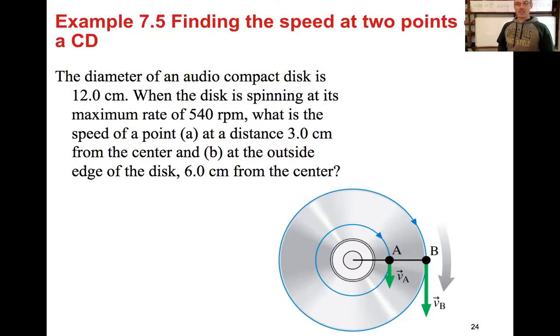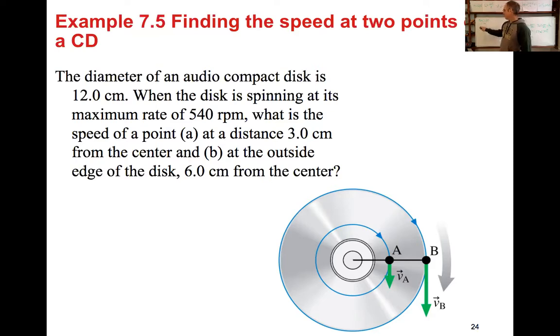So here we have a CD, and it's going to spin around at 540 RPM. There's the 540 RPM, the revolutions per minute. That's not much. What is the speed of point A at a distance of 3 centimeters from the center and B at the outside of the edge? Okay, I gotta draw this real quick.